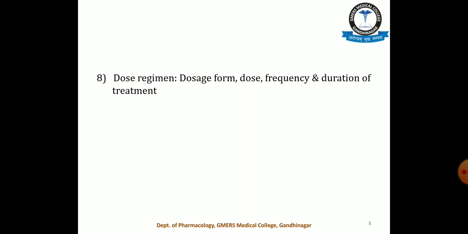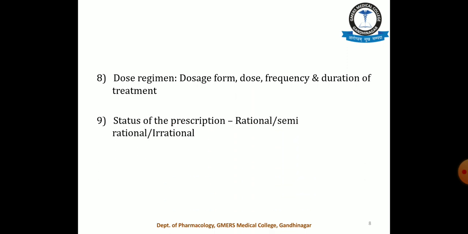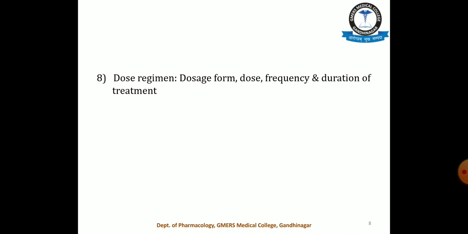So the dosage regime includes dosage form, dose, frequency and duration of the treatment, and whether there are any short forms mentioned or not is a very important point. If you have seen different prescriptions, it is a very routine practice that instead of tablet, TAB is written, capsule is written as CAP, injection as INJ. Understand this very carefully: any type of short form must not be allowed in a prescription. One never has to write a short form in the prescription.